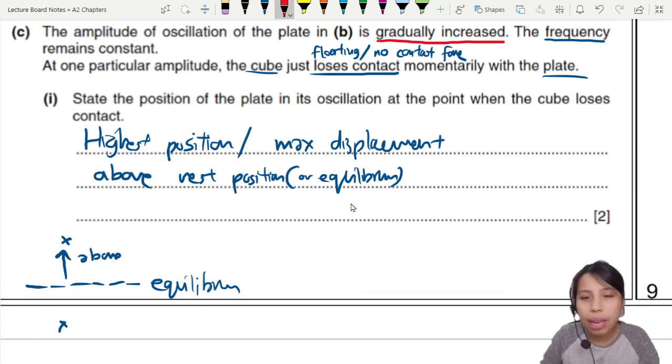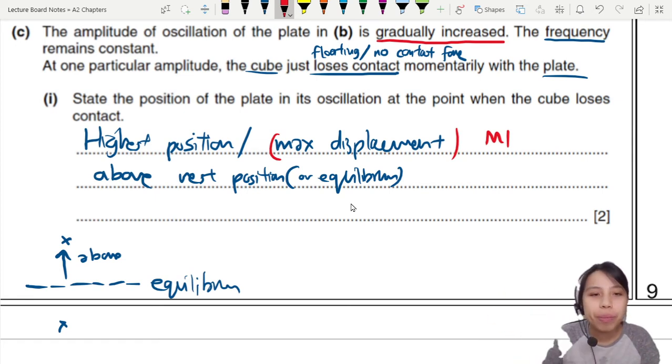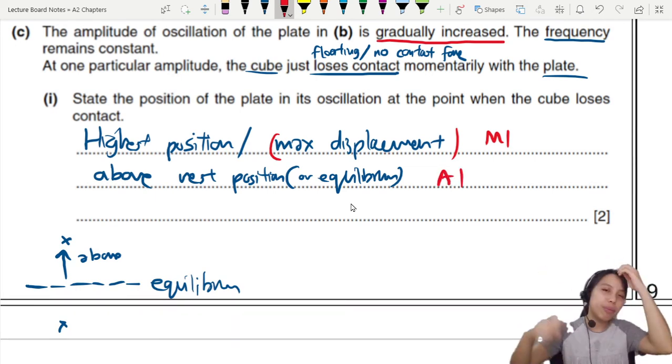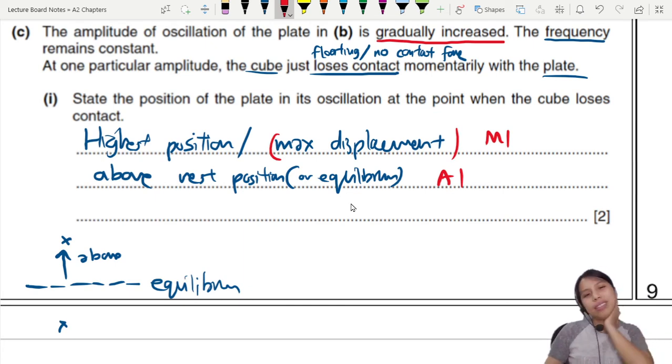So this one is M1. When you talk about maximum displacement, is it above or below? Above. That's when it will start to fly. So above rest position, that's going to be on this side, because there are two displacements, remember, above and below. So this is our observation when we try the experiment.